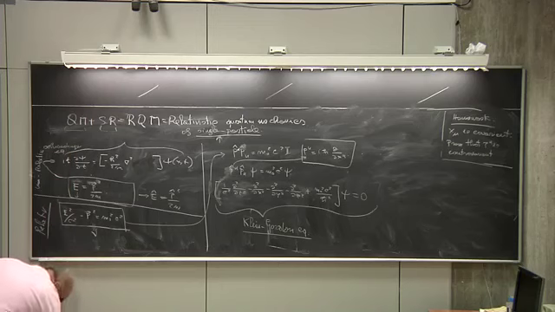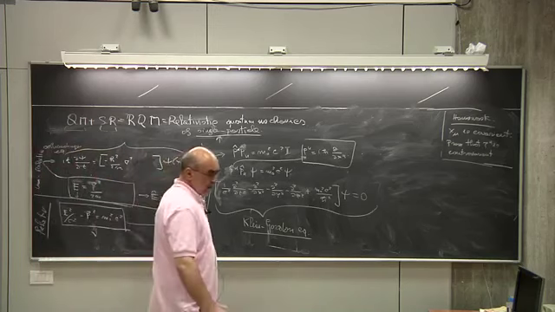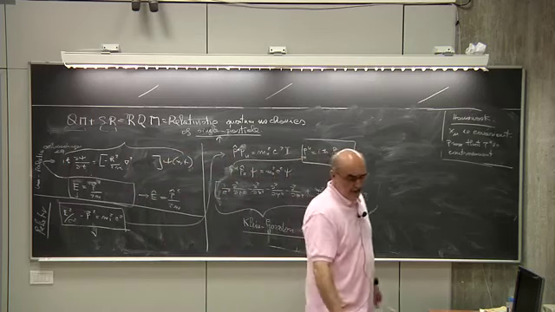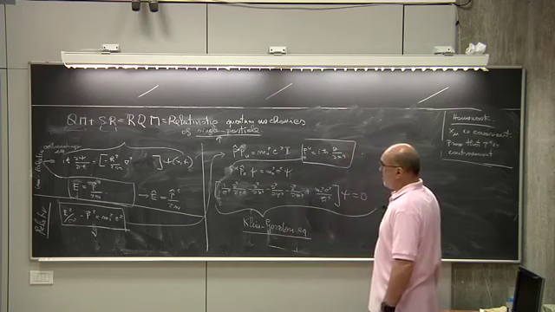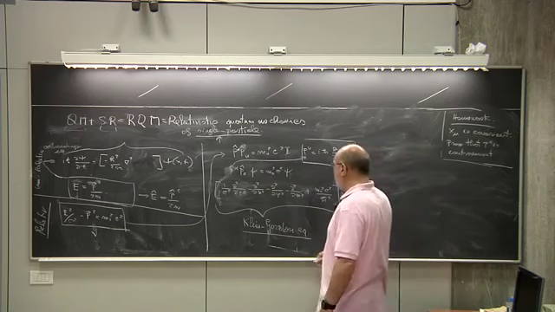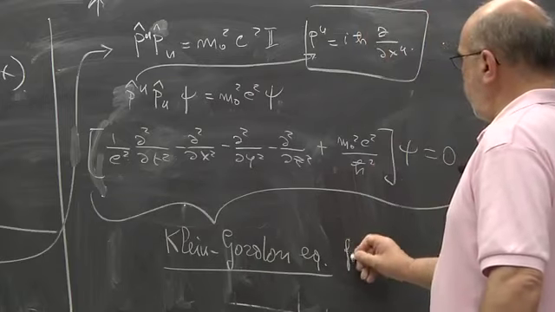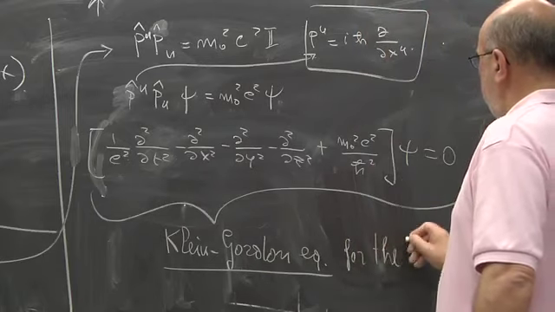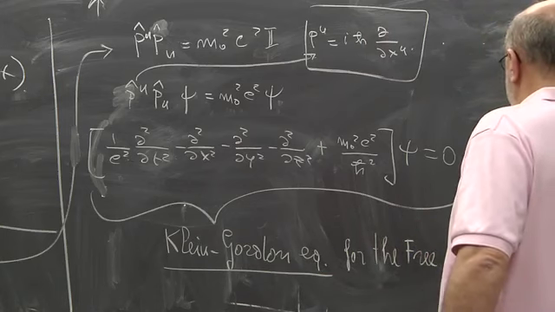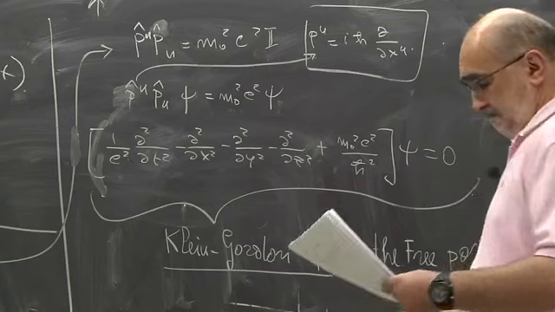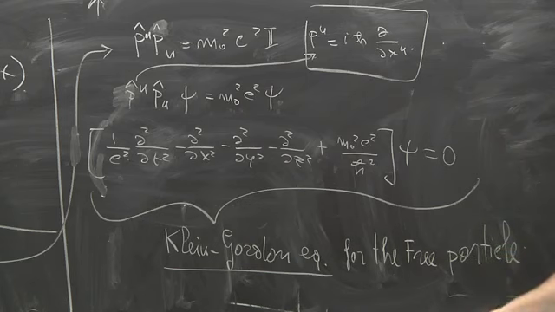And they wrote it down just a year or two after the Schrödinger equation, because, you know, special relativity was around since 1905, so it was easy to write. But there is no potential, so this is the Klein-Gordon equation for the free particle. And of course, it's a wave equation.